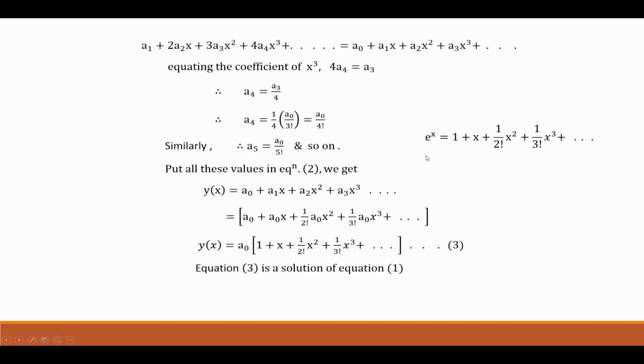Now we know the series of e raised to x is 1 plus x plus 1 upon 2 factorial x square plus 1 upon 3 factorial x cube plus dot dot dot. Put this value here. This bracket is e raised to x. Therefore equation 3 can be written as y equal to a0 and this bracket is e raised to x, means y equal to a0 e raised to x is the solution of the given differential equation.